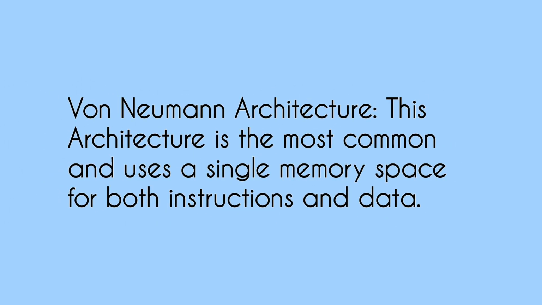The von Neumann architecture is the most common and uses a single memory space for both instructions and data. Instructions and data are fetched and executed sequentially, which can lead to a bottleneck where the CPU is waiting for either instructions or data. Modern CPUs mitigate this with techniques like caching and pipelining.